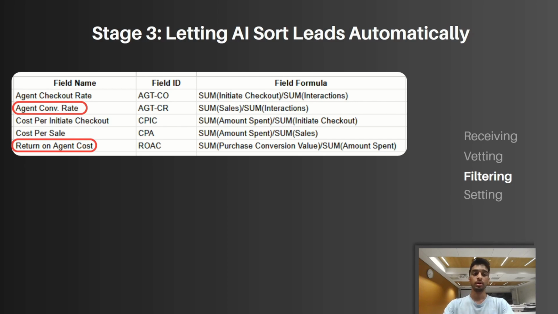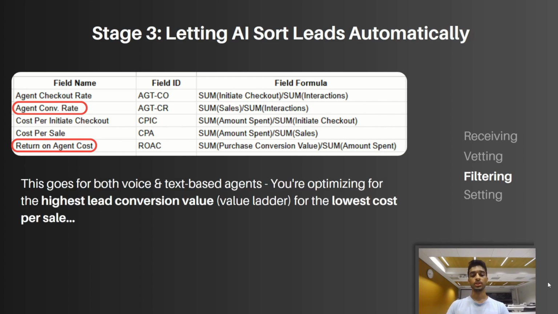But essentially, we're getting the conversion rate of the agent, so the number of sales divided by the amount of interactions. Now, there's a bunch more formulas, but essentially the 2 main ones that you need to be wary of are agent conversion rate and return on agent cost. Now, this goes for both voice and text-based agents.